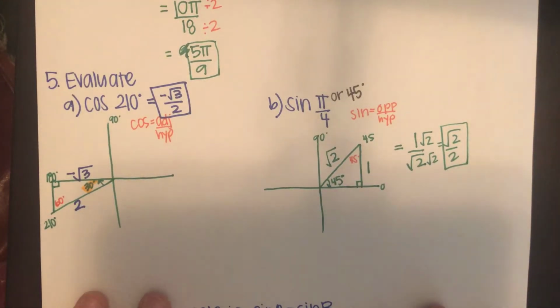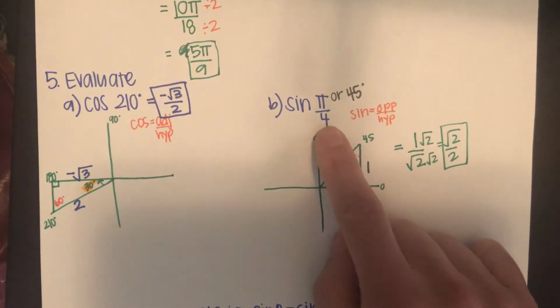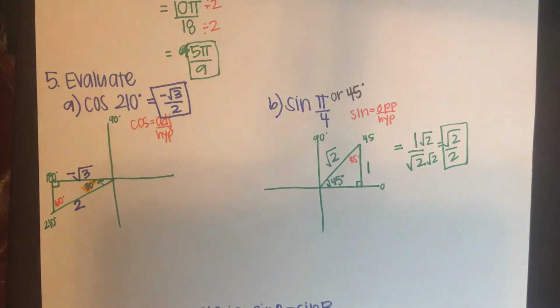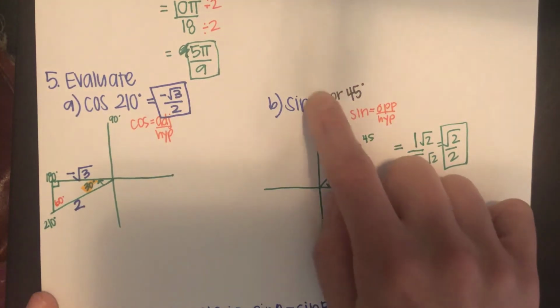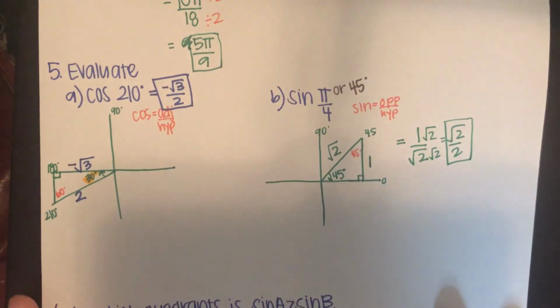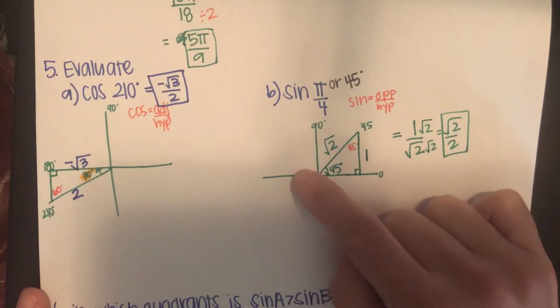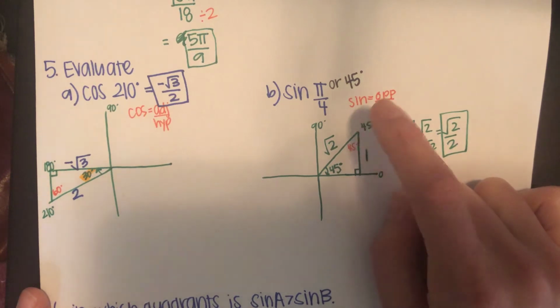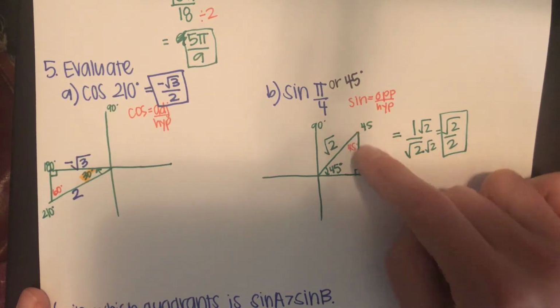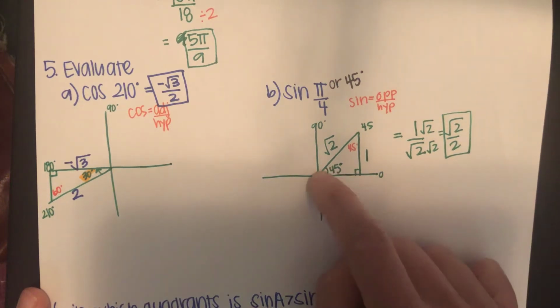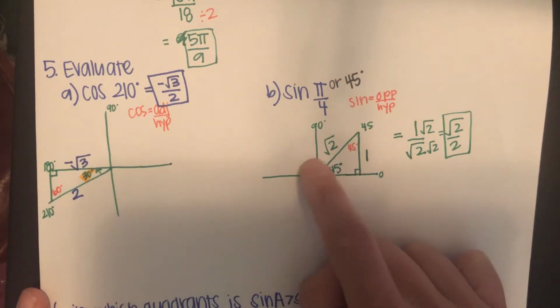Sine of pi over 4, we feel more comfortable if we see pi over 4 in degrees. So if you use your unit circle, 45 degrees is what pi over 4 means in degrees. So then I follow my same steps. I plot 45 degrees. Then I find the reference angle. If I'm in quadrant 1, I'm subtracting from 0 at the x-axis. So I have a 45-degree reference angle.